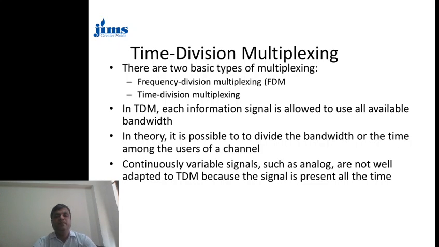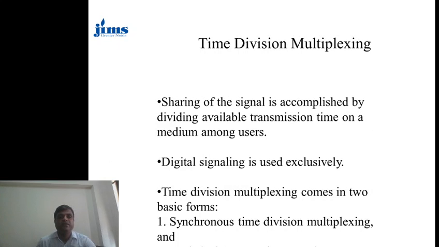In TDM, each information signal is allowed to use all available bandwidth at a particular time. In theory, it is possible to divide the bandwidth or the time among the users of a channel. Continuous variable signals such as analog are not well adapted to TDM because the signal is present all the time, but digital signals we can easily adapt to time division multiplexing.